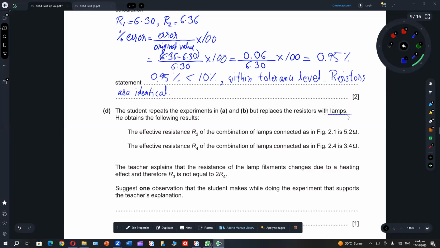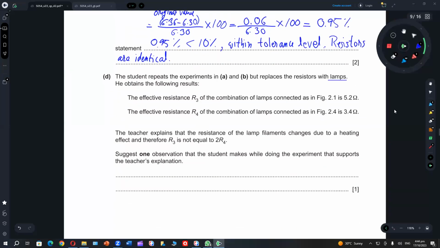Lamps have a property that when they are switched on, their temperature increases and their resistance also increases. The teacher explains that the resistance of the lamp filaments changes due to a heating effect, and therefore R3 is not equal to 2R4. One observation that the student makes during the experiment supports the teacher's explanation.